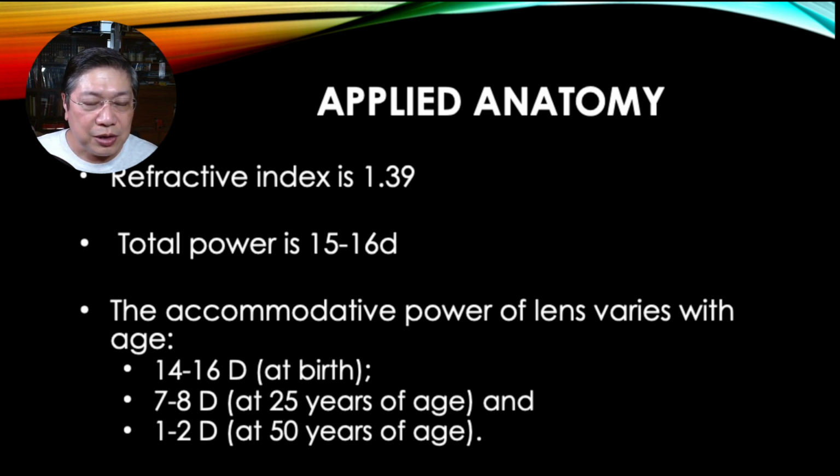Now, the younger you are, the easier it is for you to change the shape of your lens so that you can focus on something near. You lose that ability the older you get because your lens, as we said before, becomes thicker, denser, and fatter. So the shape could no longer be changed simply by pulling it like what your ciliary muscle does.